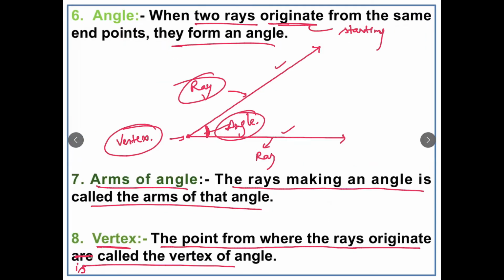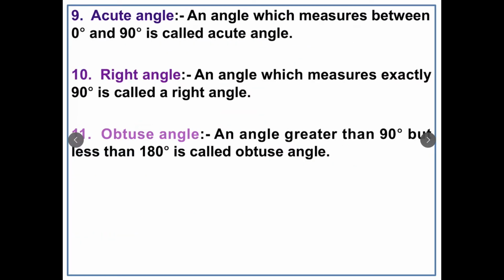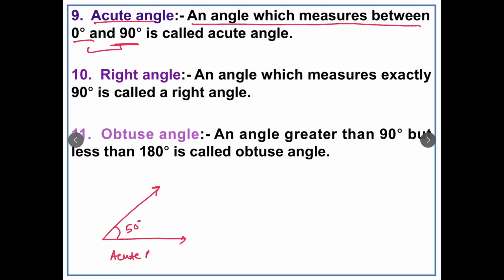Next, we have different types of angles, of which the first one is the acute angle. An acute angle is an angle which measures between 0 and 90 degrees. Let's say if we have an angle like this, let's say this is 50 degrees, so it is between 0 and 90 degrees, so this will be an acute angle. Next we have the right angle, which is an angle which measures exactly 90 degrees.